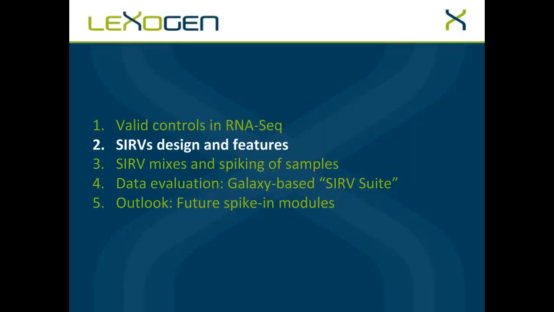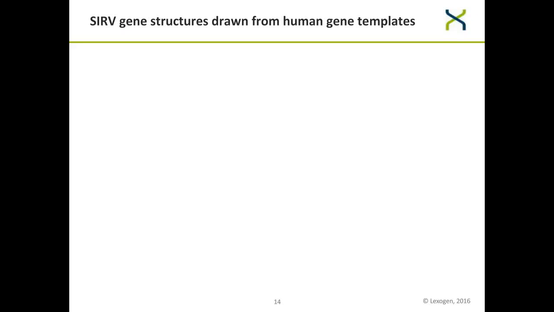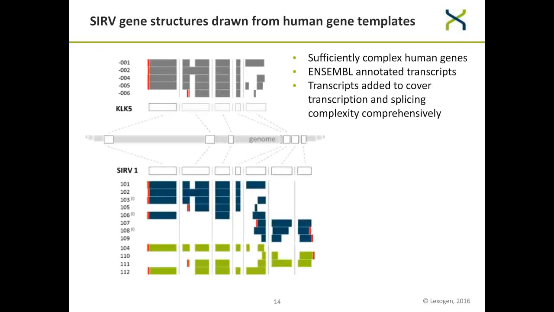Now that we've introduced the concept of the SIRVs, we want to look at them in detail. The SIRVs are modeled on human gene templates, meaning that we took sufficiently complex human genes, for example KLK5, and we downloaded the annotated transcripts from the Ensembl database, looked at whether they cover all the splicing and transcription complexity required, and then also added some transcripts. For example, here you see that we've added overlapping transcripts, both in the sense and the antisense direction, but we also added some minor splice site variations, start site and end site variations as well.